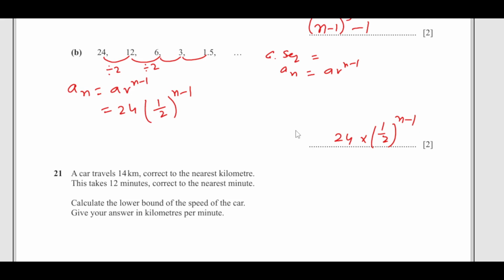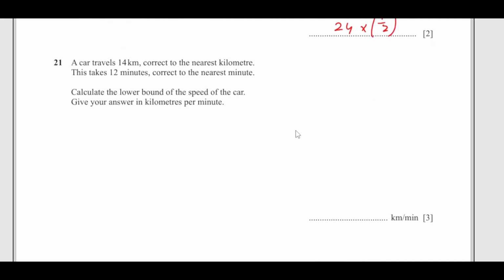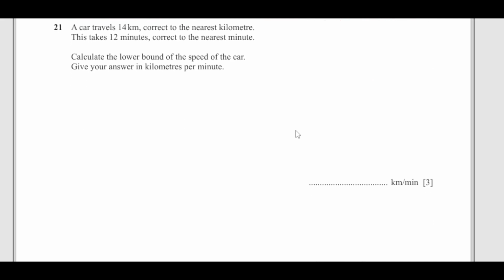Now next question, number 21, a car travels 14 kilometers correct to the nearest kilometer, right, and then it takes 12 minutes correct to the nearest minute. So here we have distance, and this is the time, right. So what are we looking for? We are looking to calculate the lower bound of the speed. So speed is distance over time, right.